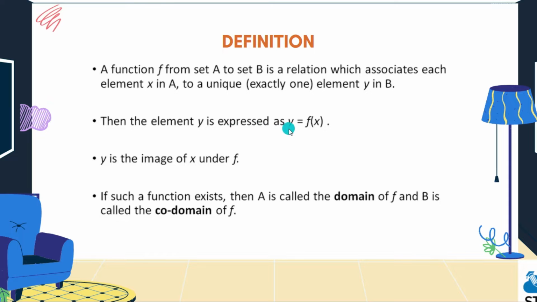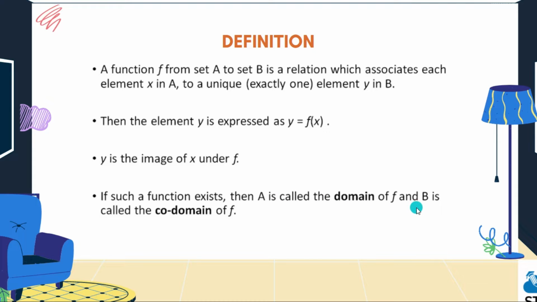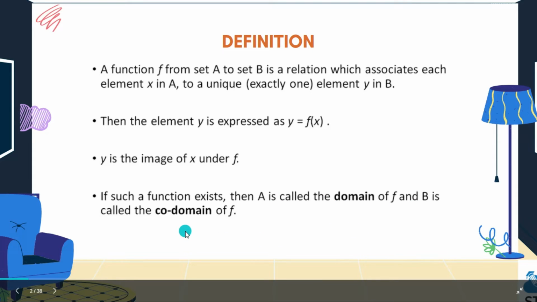It is expressed as y is a function of x, y is equal to f(x). Here y is the image of x under f. If such a function exists, then A is called the domain and B is called the codomain of f. Here the first set A is called the domain and the second set B is called the codomain.